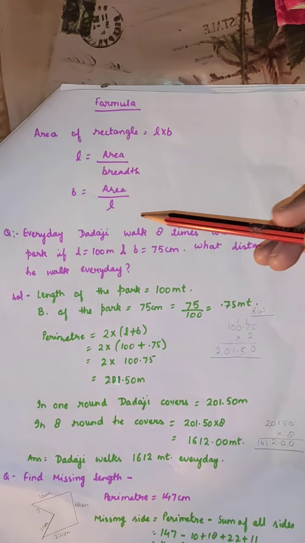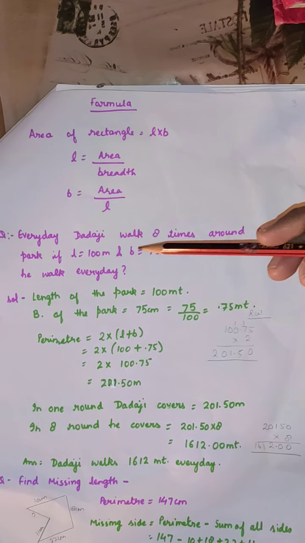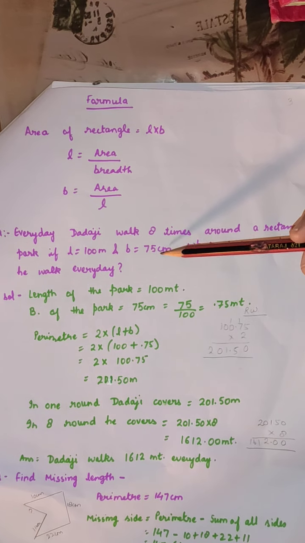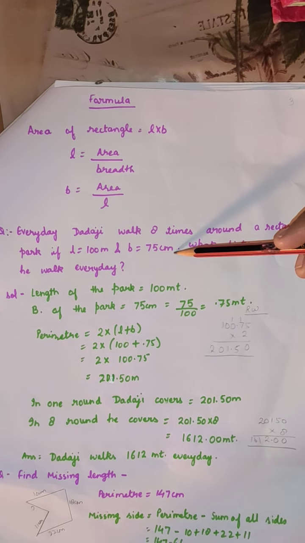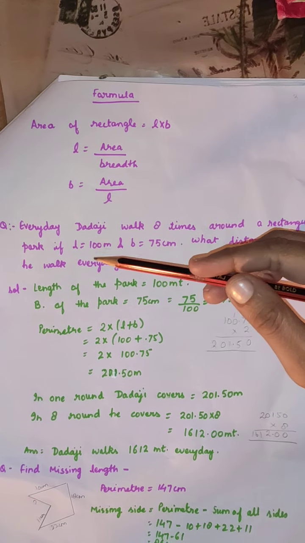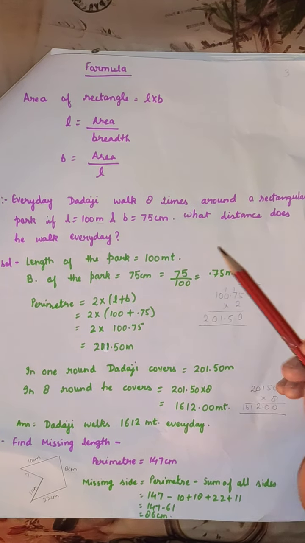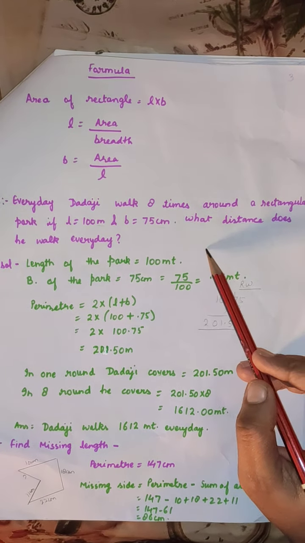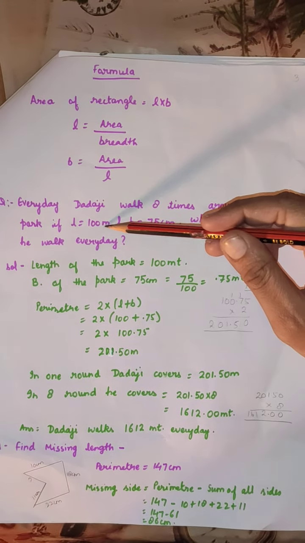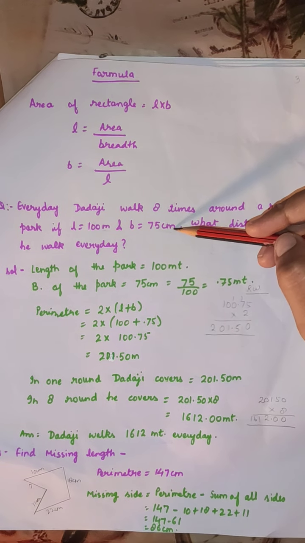Now here's one question: every day Dadaji walks 8 times around a rectangular park. If the length is 100 meter and the breadth is 75 centimeter, here is meter, here is centimeter, what distance does he walk every day? Now here is a rectangular park and Dadaji walks every day. The length of the park is 100 meter. Breadth of the park is 75 centimeter.